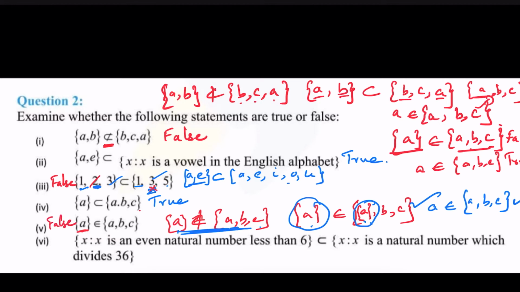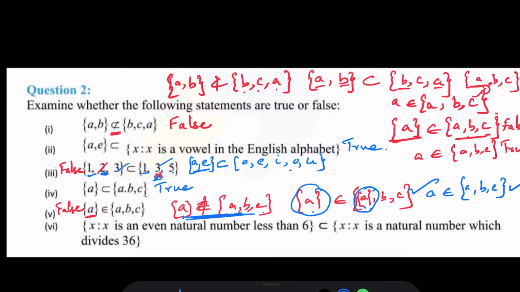Okay. Next, going to the sixth one: x such that x is an even natural number less than 6. Is it a subset of x such that x is a natural number which divides 36? What are all the even natural numbers less than 6? We know that they are 2, 4. So we'll see what are all the natural numbers which divide 36. They are 1, 2, 3, 4, 9, then 12, then 18, then 36.